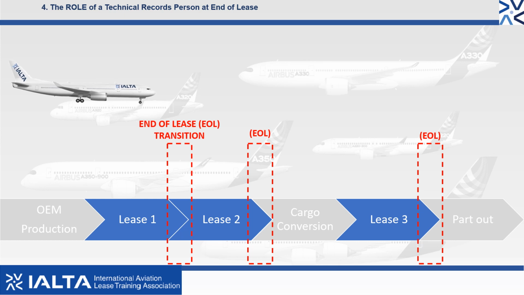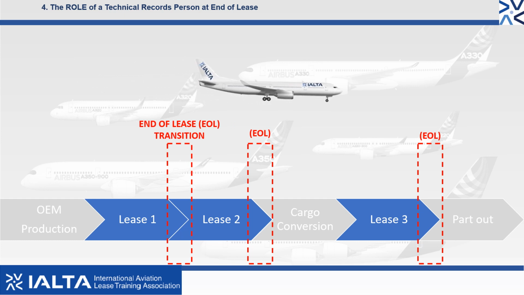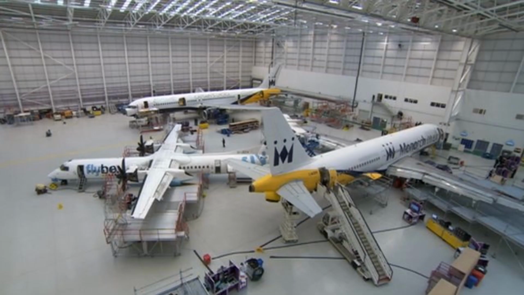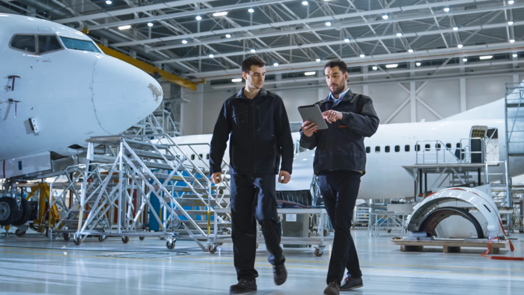Over the life cycle of the aircraft, it will have a number of events whereby a comprehensive review of the technical records takes place. These events are often referred to as the end-of-lease transitions. When the airline hands back the aircraft to the lessor at the end of the lease, the transition takes place at an MRO, or Maintenance Repair Organization. These transitions can sometimes take months. The lessor will typically request assistance from a service provider company to provide a physical and records consultant to represent them at the end of lease transition.